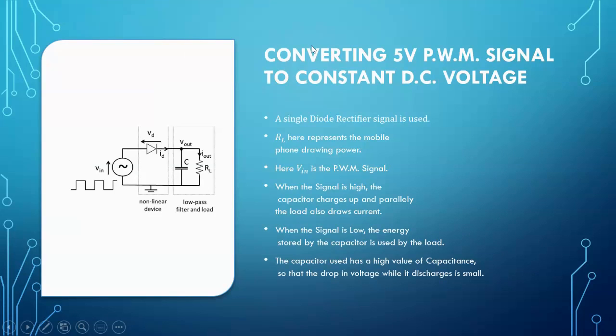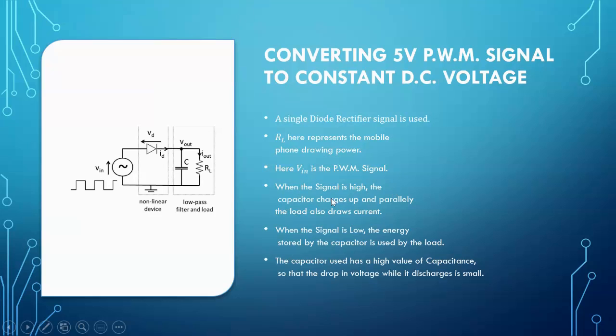And this is the final step, which is conversion of the 5 volt PWM signal into a DC voltage. A single diode rectifier circuit, which is shown over here, is used. So RL represents the mobile phone which is drawing the power, and V in is the PWM signal that we generated from the previous step, that is the stepped down PWM signal.